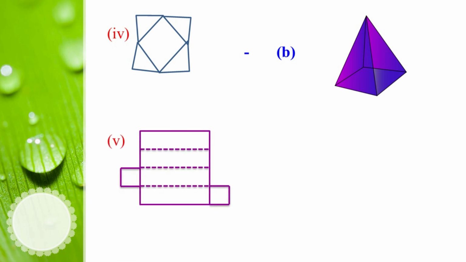Fifth one is here, which has 4 rectangular faces and 2 square faces. We can form a cuboid using the given net.